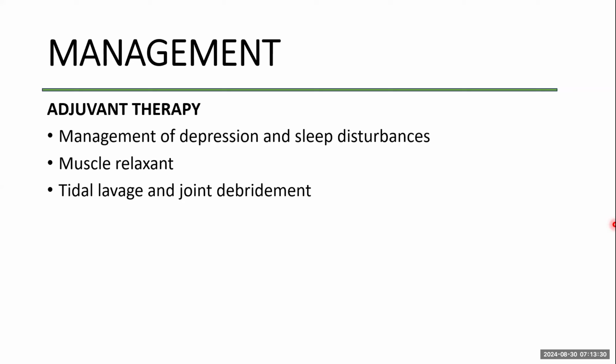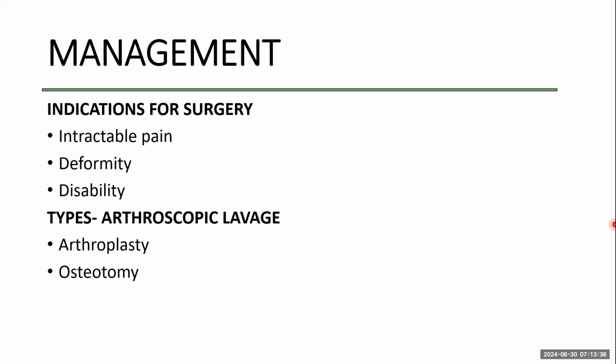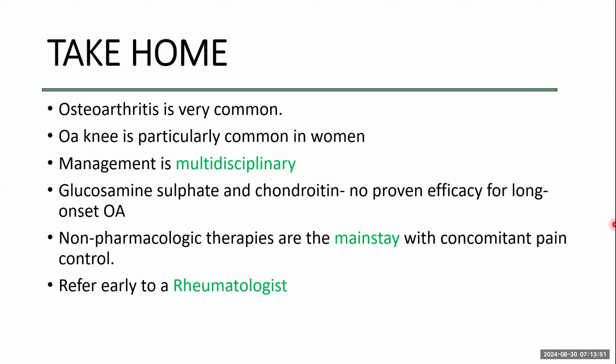And then sometimes they can do arthroscopic lavage and joint debridement, where arthroscopy will be used to debride the joint. Indications for surgery include intractable pain, deformity, and disability. And the types of surgery could be either arthroplasty or osteotomy. So our take home is that osteoarthritis is very common. Osteoarthritis of the knee in particular is the commonest in women, and it's commonest worldwide.